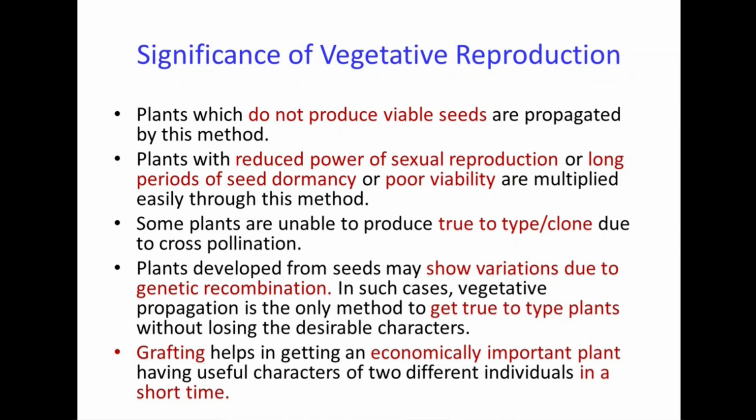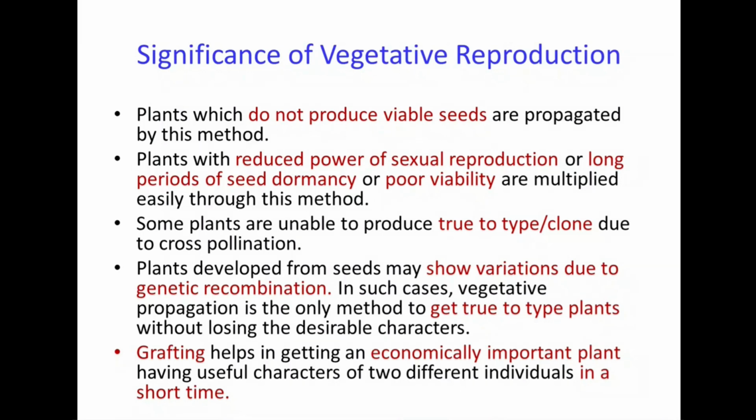It is easy, and it helps us get economically important plants having useful characters of two different individuals in a short time. Compared to the plant producing originally, it first has to develop, mature, and become an adult tree. Then the adult tree has to produce flowers, the flowers have to be pollinated, then fruit has to develop. From that fruit, seeds have to develop, the seeds have to germinate, then give rise to seedlings, seedlings to saplings, saplings to trees, then the tree has to produce fruits.